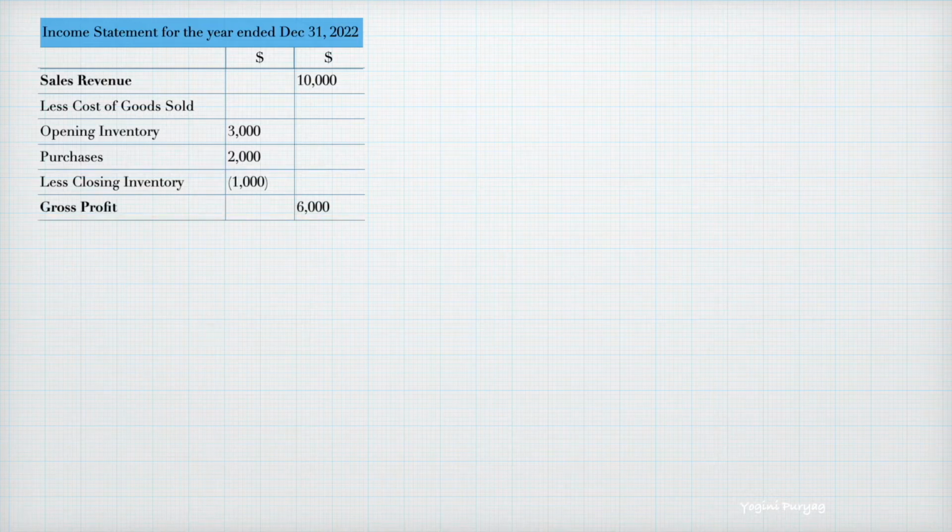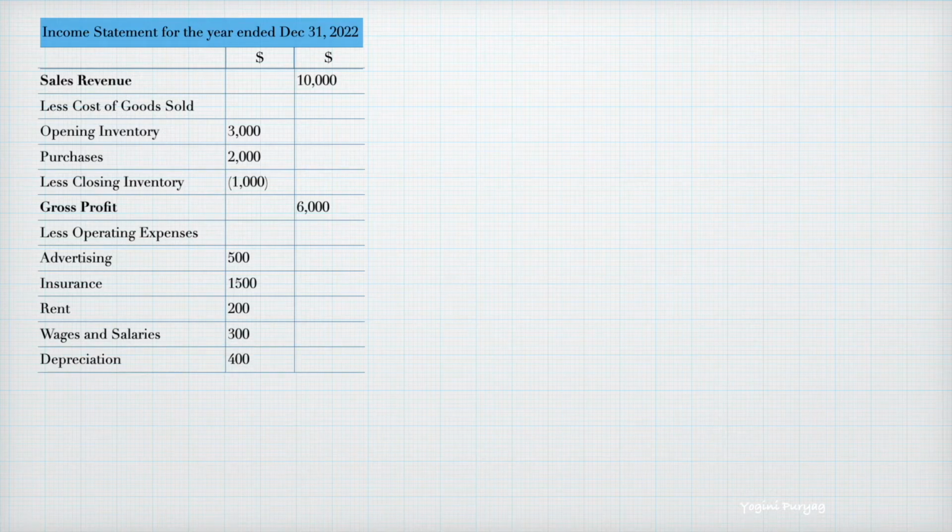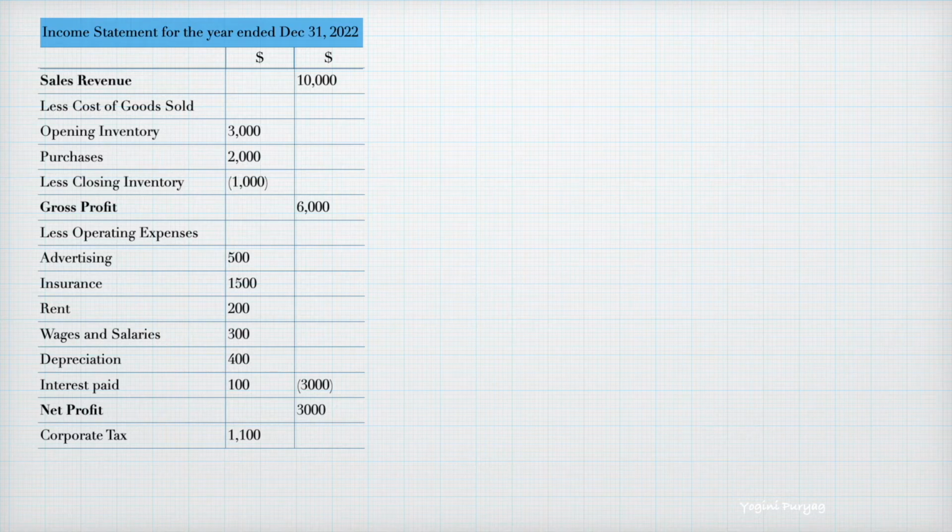So, the income statement always starts with sales revenue. Then, we calculate the cost of goods sold by adding opening inventory with purchases and minus closing inventory. To get the value of gross profit, we minus the cost of goods sold from the sales revenue. To find the net profit, we subtract all the indirect or operating expenses such as advertising, insurance, rent, wages and salaries, depreciation, and interest paid. We then subtract the corporate tax and dividends paid so as to obtain the retained profit figure.